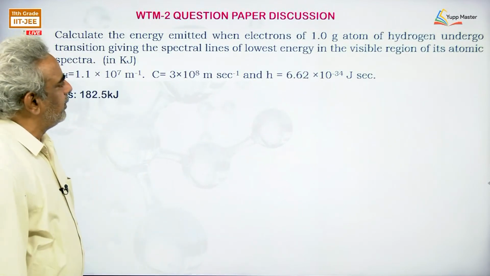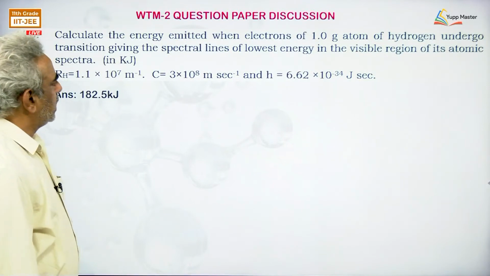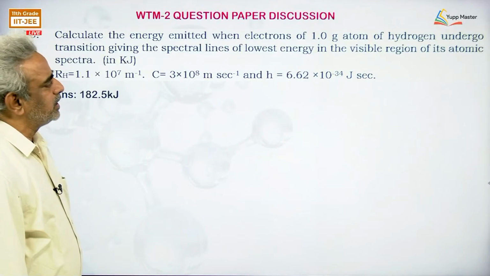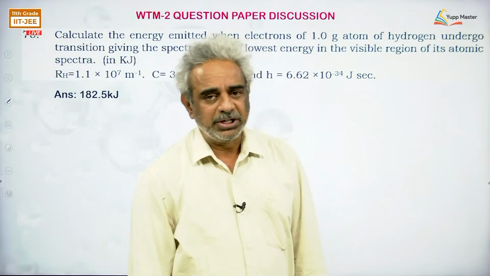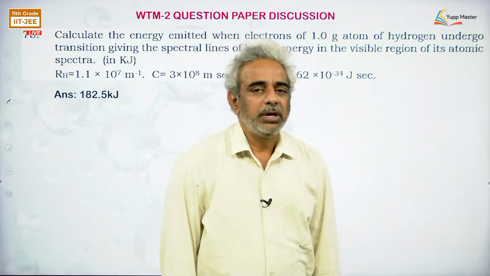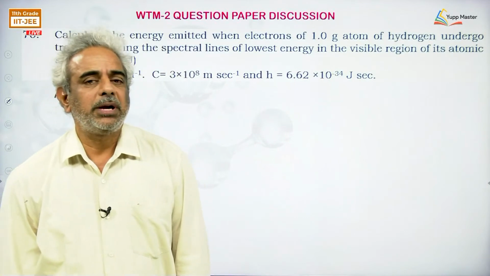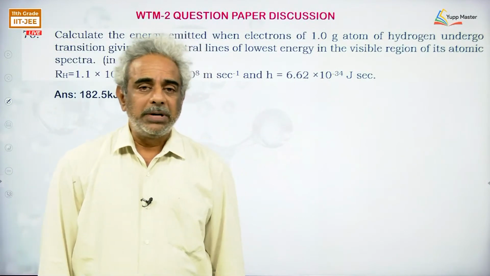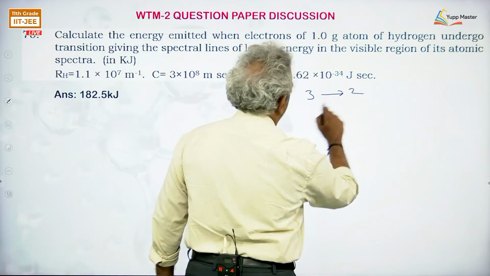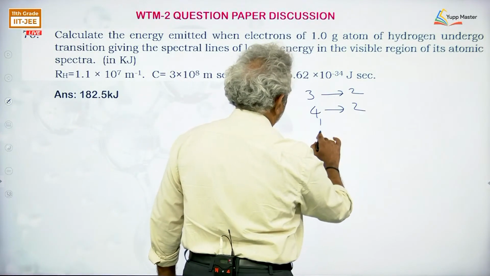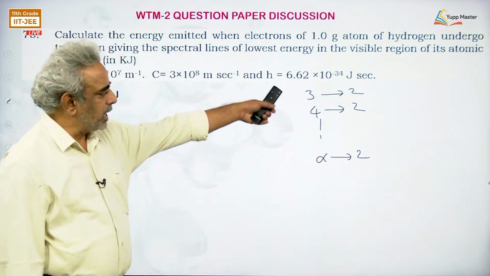Calculate the energy emitted when electron 1 gram atom of hydrogen undergoes transition, giving the spectral lines of lowest energy in the visible region, its atomic spectrum. Visible region, lowest energy. Which series is formed in visible region? Balmer series. So, Balmer series spreads from 3 to 2, 4 to 2, so on and so forth, infinity to 2. This is entire Balmer series.